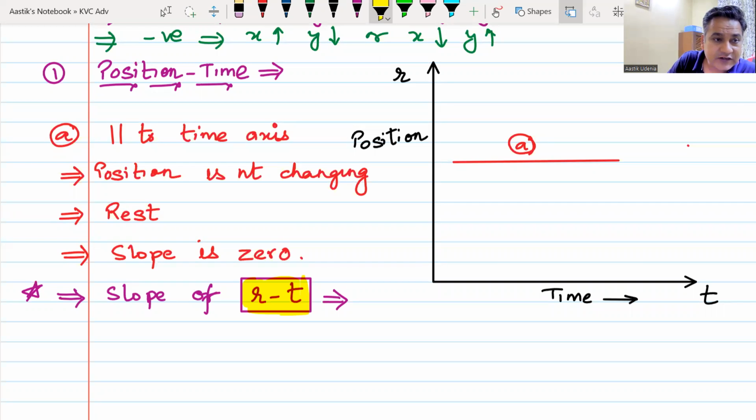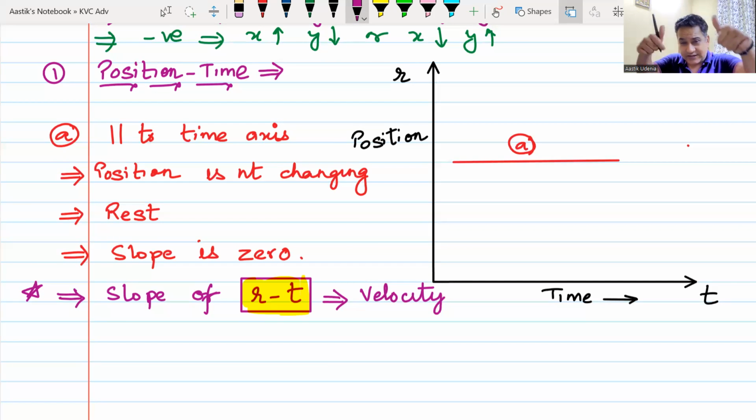It gives us velocity. That is absolutely correct. The slope of position time graph will give us velocity. Do we understand this? Yes or no? Raise hands will give me more confidence so that I can move ahead with this discussion. Slope of position time graph will give us velocity.